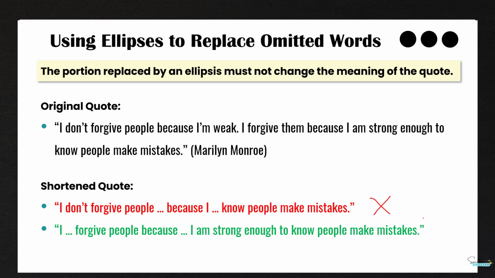However, if we said, "I... forgive people because... I am strong enough to know people make mistakes," this is correct because it does not change the meaning of the quote. So you cannot use ellipses to manipulate the real meaning of the quote.